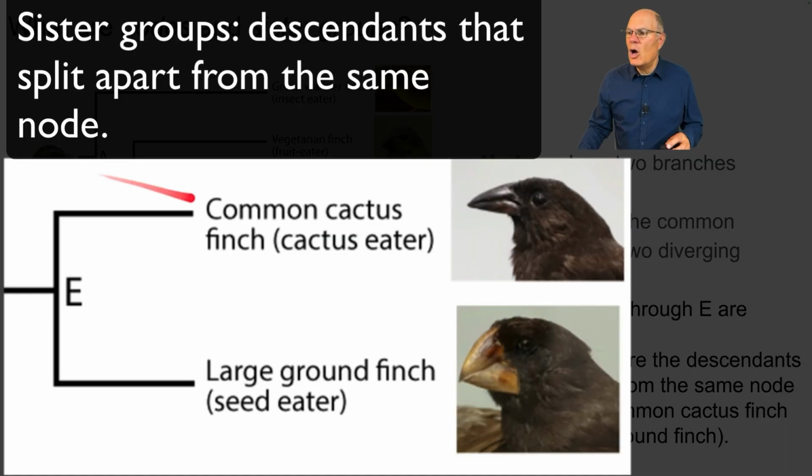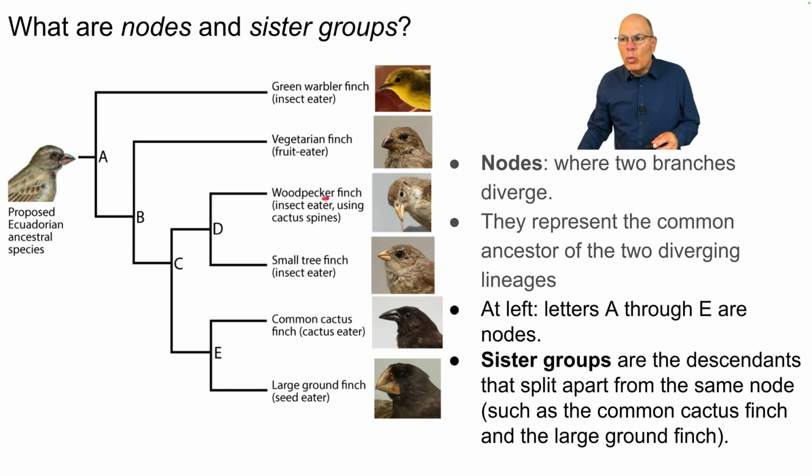Sister groups are the descendants that split apart from the same node, such as the common cactus finch over here and the large ground finch. Those can also be called sister species because that's the taxonomic level at which they're at. So the woodpecker finch, the small tree finch, that clade, that's a sister clade to this clade that's defined by letter E, the common cactus finch and the large ground finch.